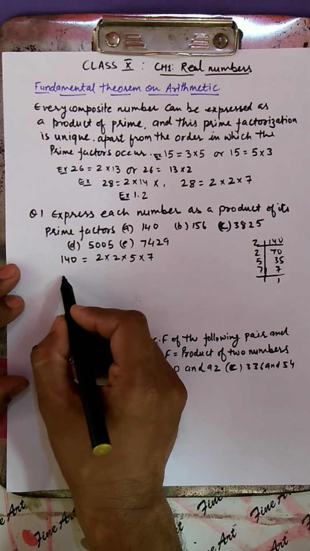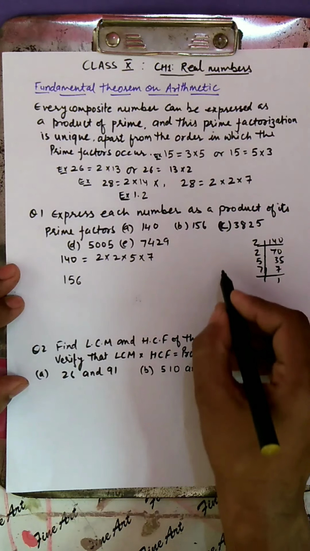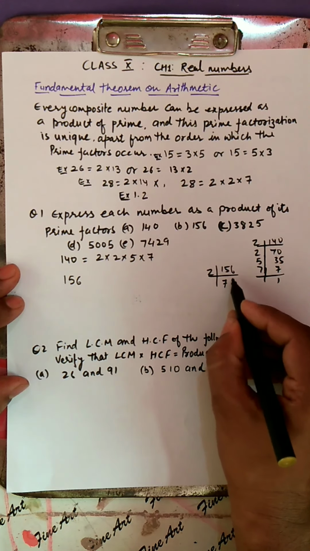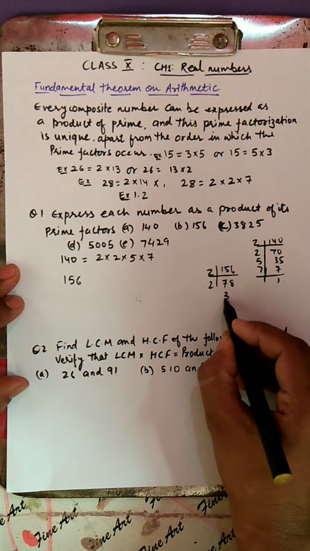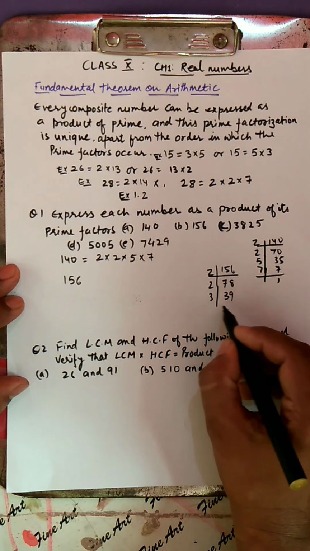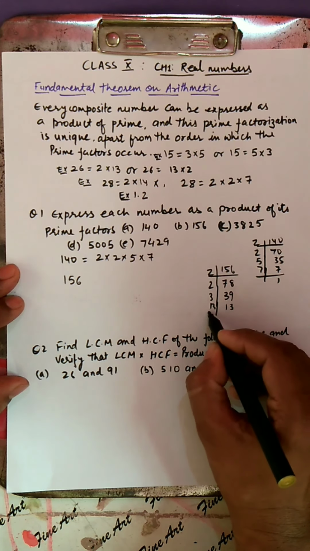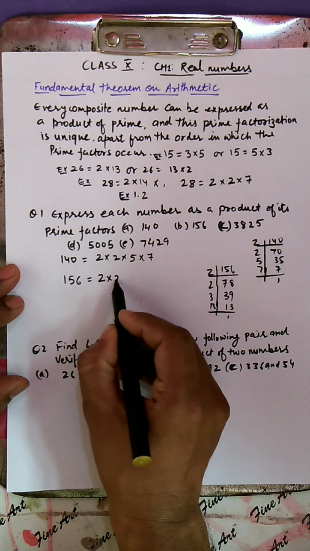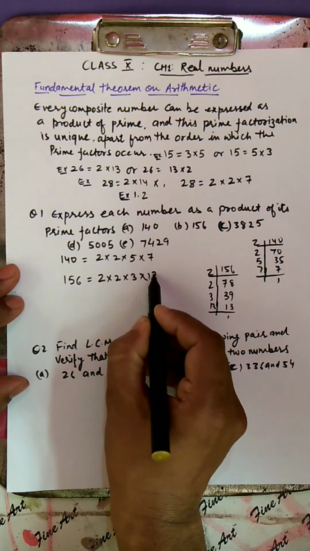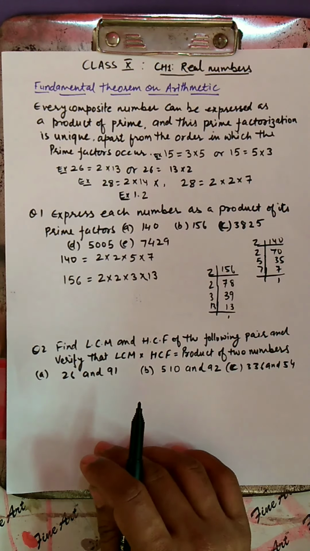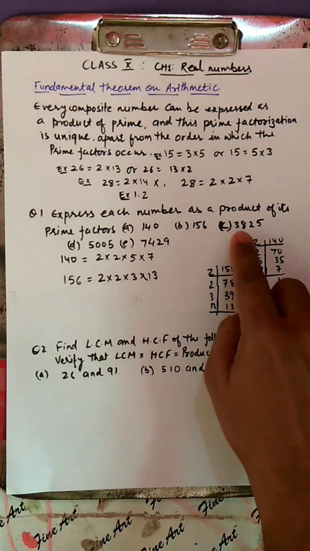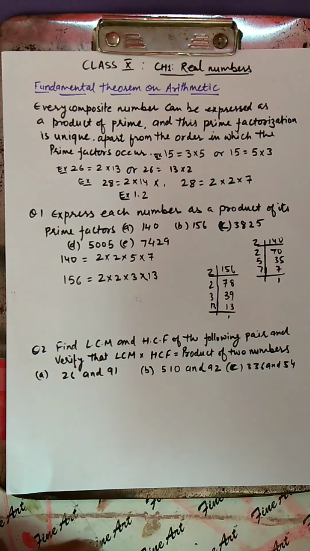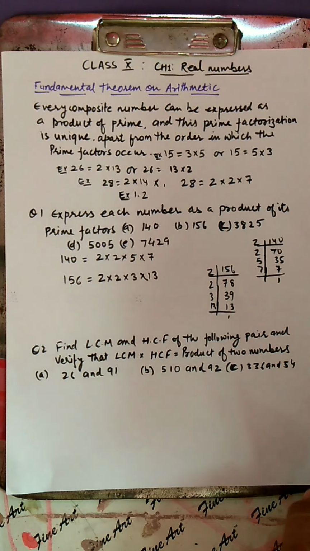Let's take another example, 156. Divide by 2 to get 78, by 2 to get 39, by 3 to get 13, by 13 to get 1. So 156 can be written as 2 into 2 into 3 into 13. This is the prime factorization. The third, fourth and fifth parts, you try like this only. Come to question number 2.